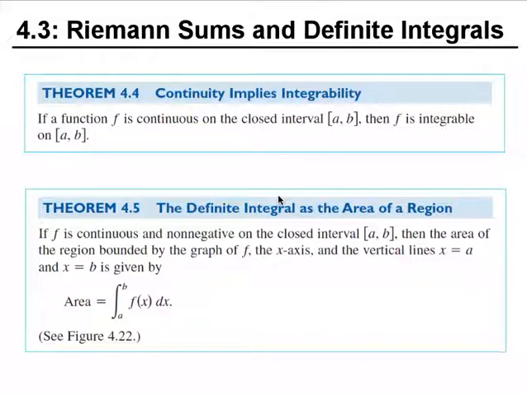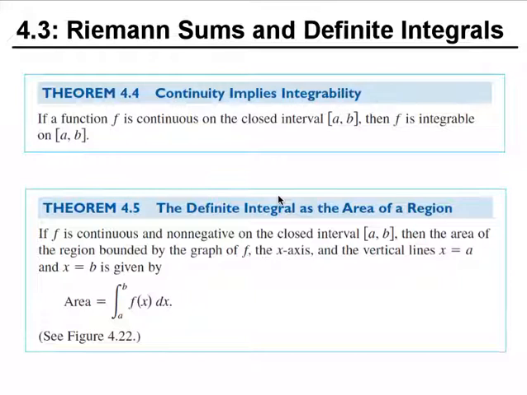This is actually going to lead us into section 4.4, which is on the fundamental theorem of calculus. Theorem 4.4 basically tells you that continuity implies integrability. So it says if a function f is continuous, then f is integrable. That basically means you can take the integral of it. And we learned that with differentiation as well.